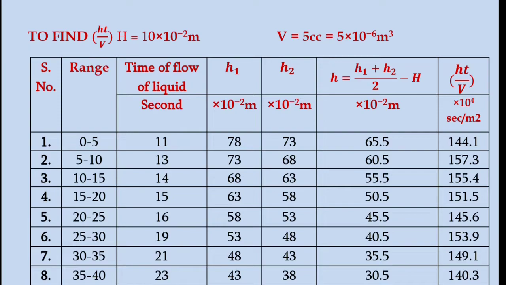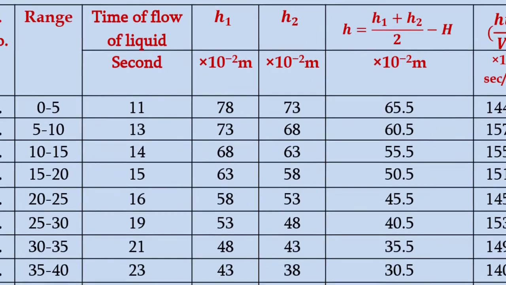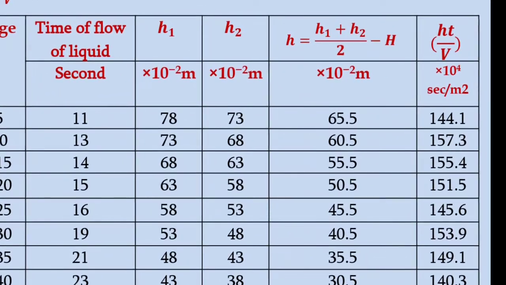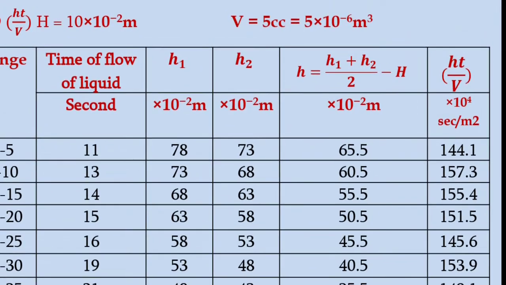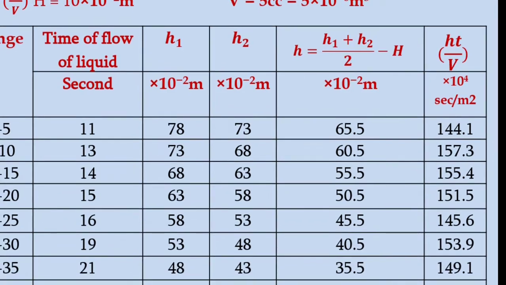Next, we need to calculate H. The formula to calculate H goes like this: H1 plus H2 divided by 2 minus H, that is your height of the capillary tube from the ground level. So H1 is 78 plus 73 divided by 2 minus 10. If you do that, 78 plus 73 divided by 2 will give you 75.5, and the H here is 10, so you get 65.5.